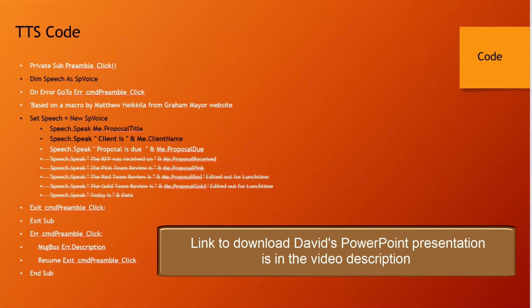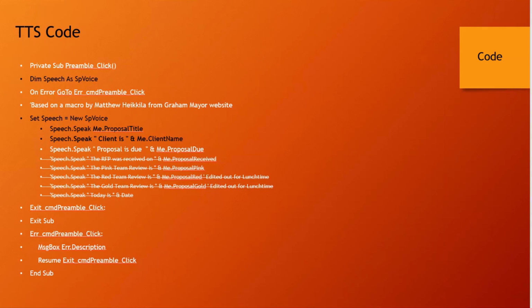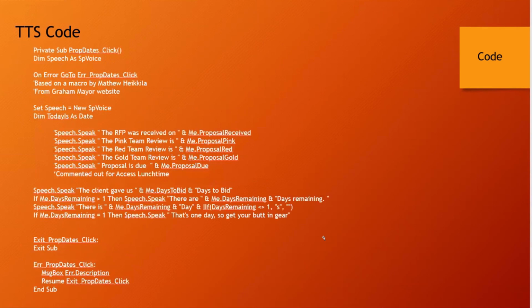Most of my code uses what I call the preamble. All I need to do is to dimension speech, set speech, as you can see here, and then read text from the form that is open at the time. And sometimes it will just tell a message. In this case, the message is client is, once again, it's going to read the client's name from the form. The next line is the proposal is due. It's once again reading that date from the form. Actually, it's coming from the table, but it's being displayed on the form. And then do some error handling, and that's it. That is all to what I do with speech.